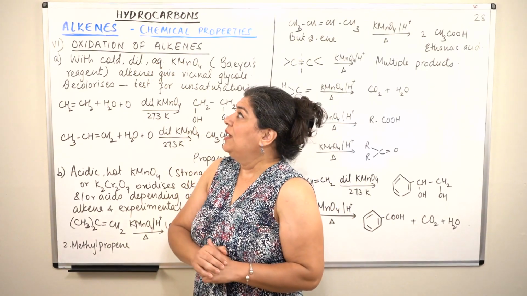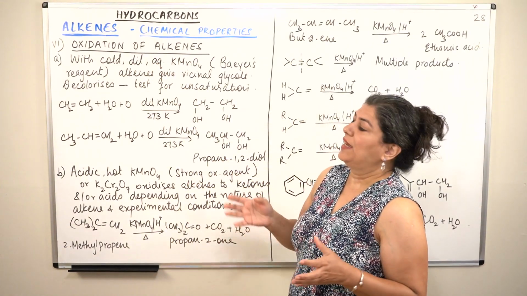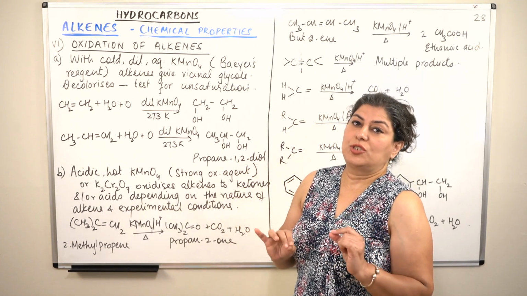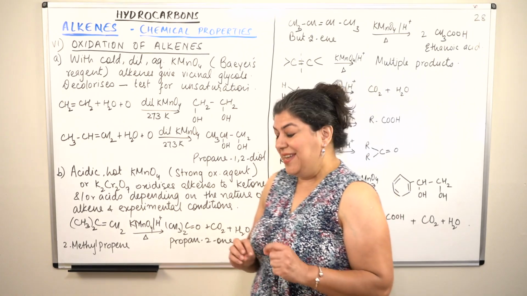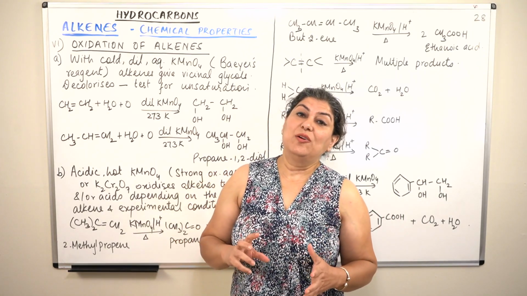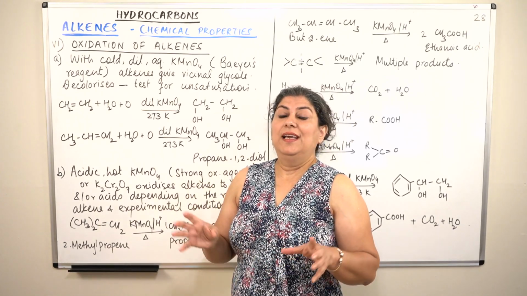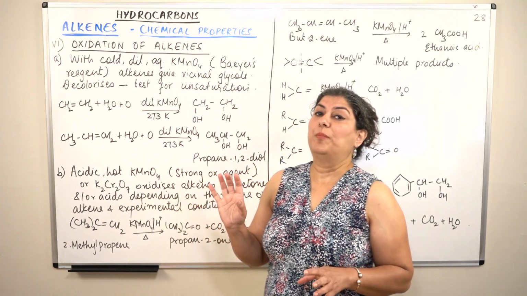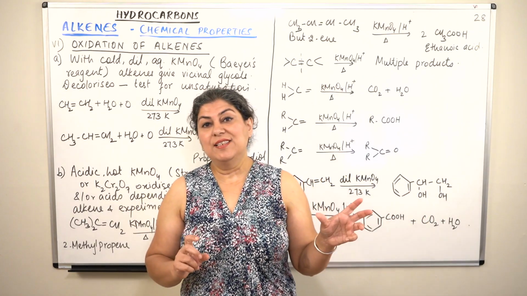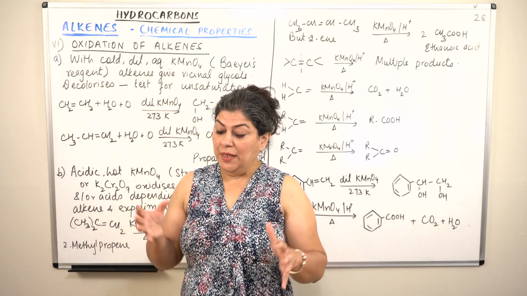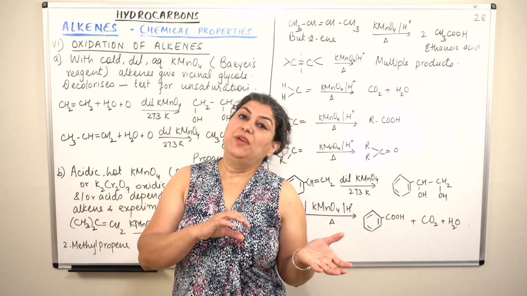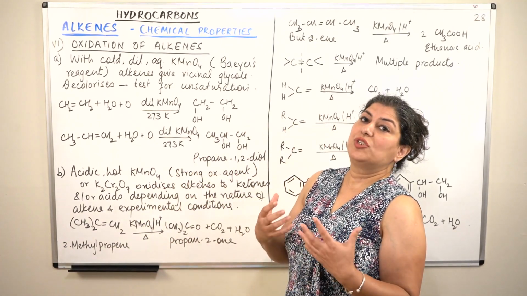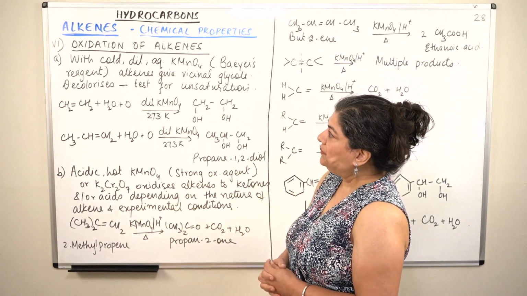In today's video, we are going to move on with our discussion of the chemical properties of alkenes. And in this video, we are going to talk about the oxidation of alkenes. The oxidation of alkenes can be carried out by an oxidizing agent. And it can be done under two conditions. One, when you have a mild oxidizing agent, and the second is when you have a strong oxidizing agent. Under the two conditions, the products that we get are different. So let us dive into it and see what happens when we use a mild oxidizing agent.